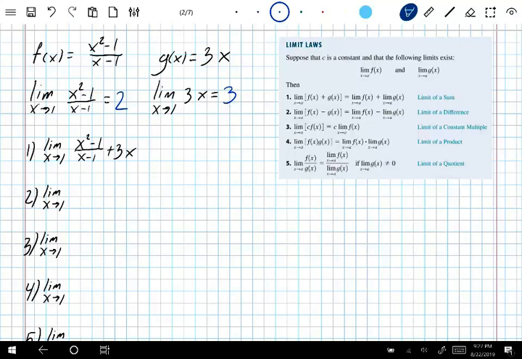Okay, so what the first limit law says is, hey, if I have the limit as x goes to 1 of the sum of these functions, we'll do this one nice and slow, this is equal to the limit of them separately. So I am allowed to evaluate these on their own first. Now, lucky for us, we know what those are. We pre-computed them, this is a 2, this is a 3, and that is a 5.